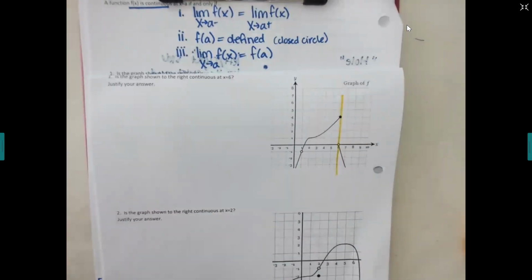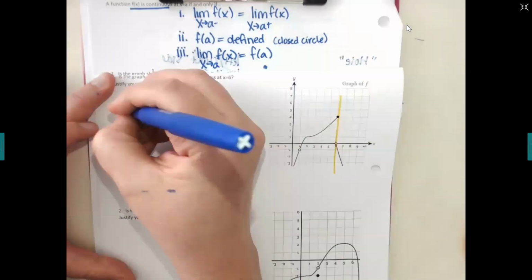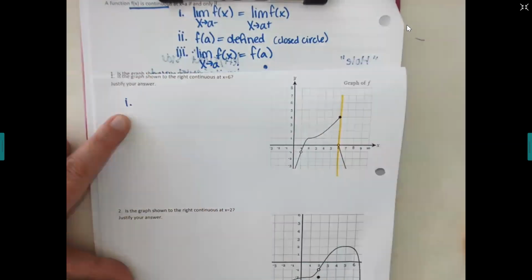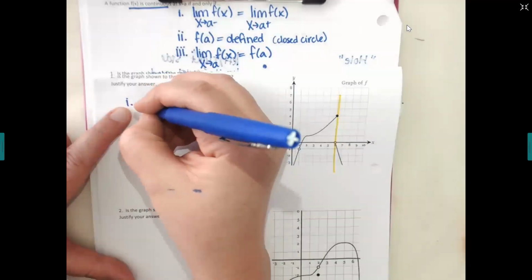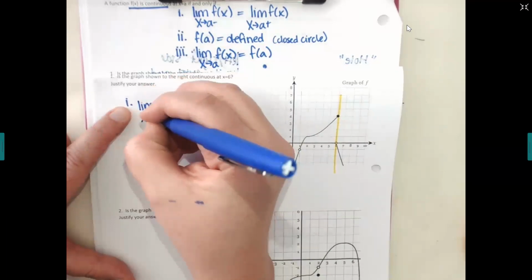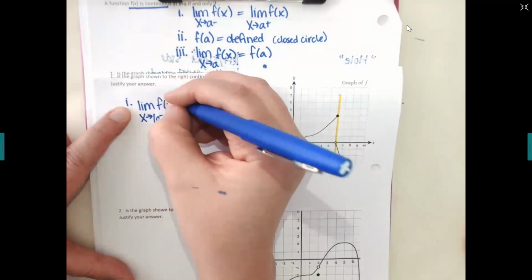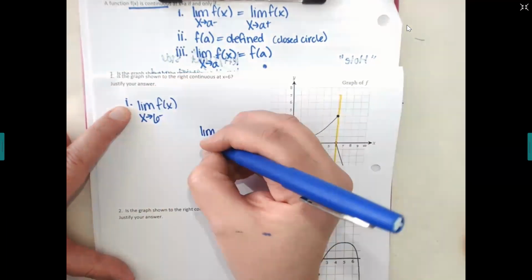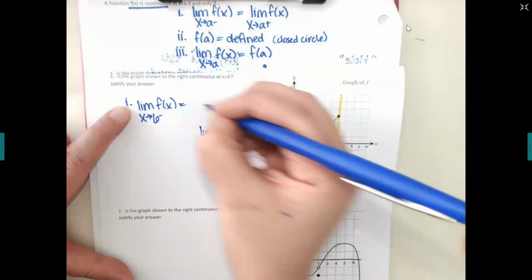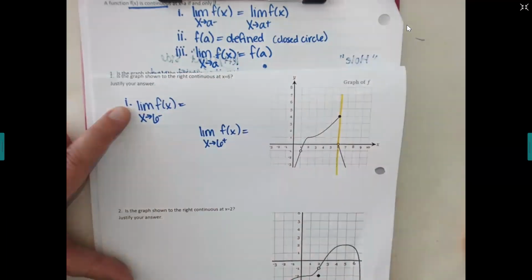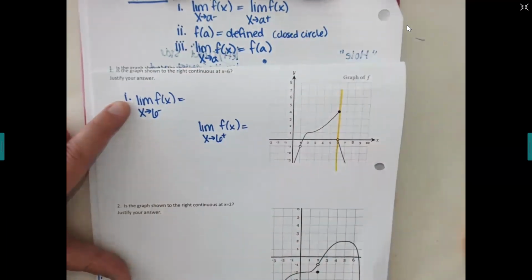Okay, first thing you're gonna put is the limit. This is step number 1. If you don't put the little i's on the AP test, it doesn't matter. I'm gonna do it just to follow the structure, but if you don't put that, it's no big deal. So we're gonna do the limit as x approaches 6 from the left. And then we're gonna find the limit as x approaches 6 from the right. Remember that to be continuous, these have to match.